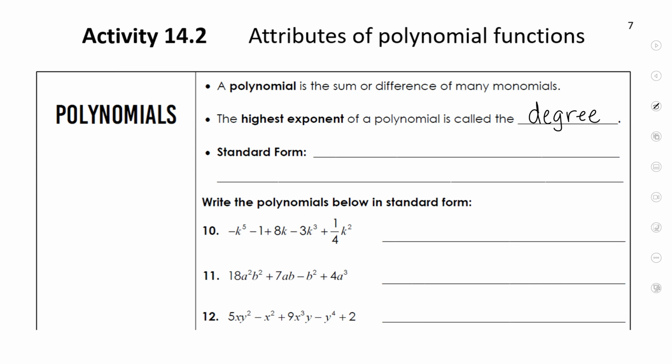Okay, standard form would look like this. The highest exponent will go first. So let's say the highest exponent is a 6. Then the next one will be the 5th exponent. It goes in descending order.